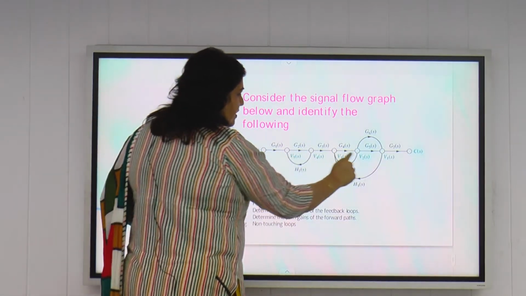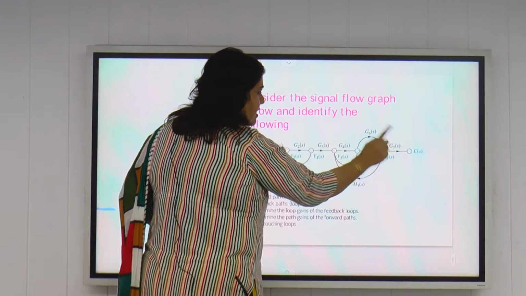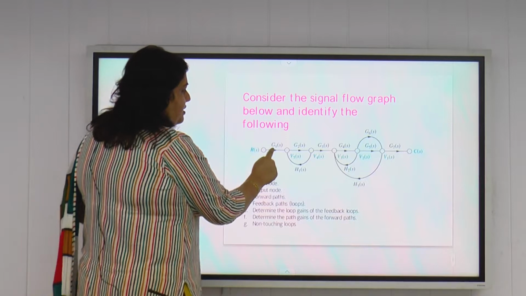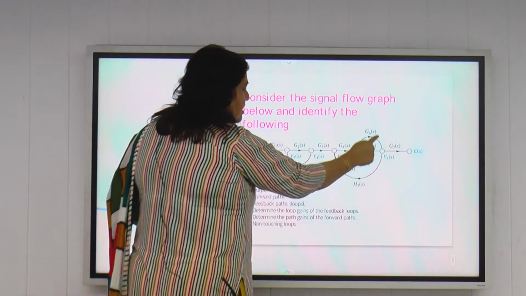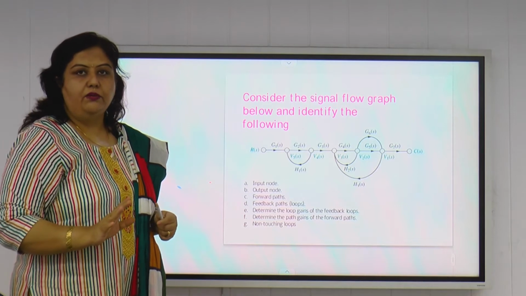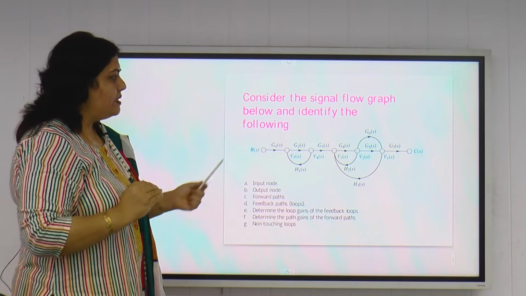So this is the first forward path having the transfer function G1, G2, G3, G4, G5, G7. This is the first forward path. Another forward path is G1, G2, G3, G4, G6 and G7. So no node is encountered more than once in the path. So these two are considered as the two forward paths in this signal flow graph.